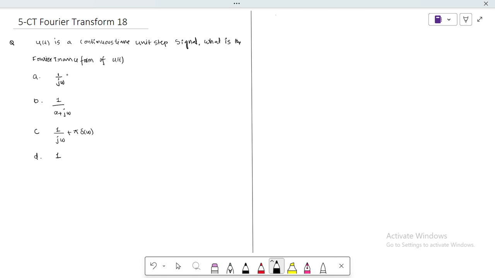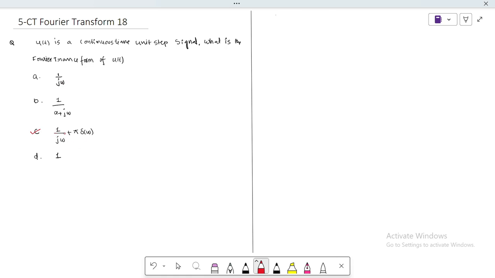Is it? So in the initial stage, from the Fourier transform formula, we got the answer 1 by j omega. But from the integration property, the relation between the unit step and impulse, we are getting 1 by j omega plus pi into del of omega. So for this case, you should select option C. C is the correct answer. If it is not given in the question options, then you should select this one.